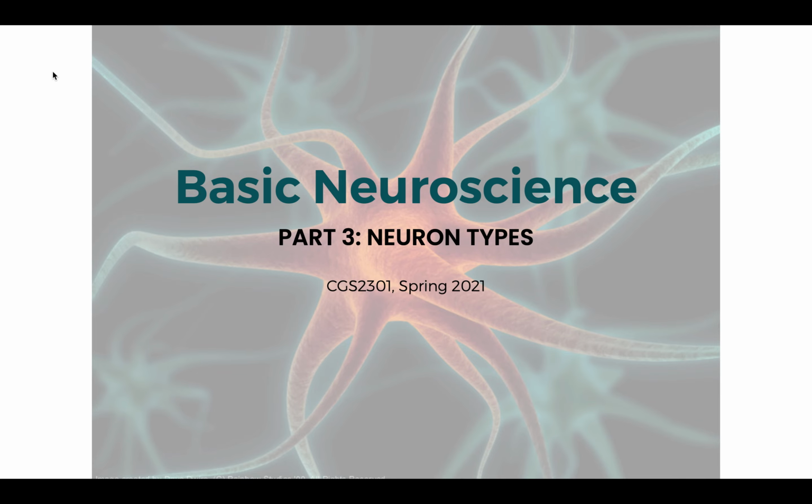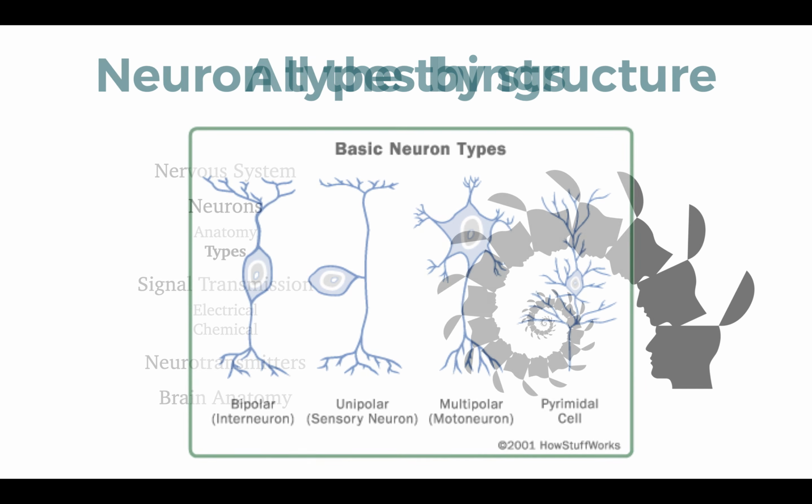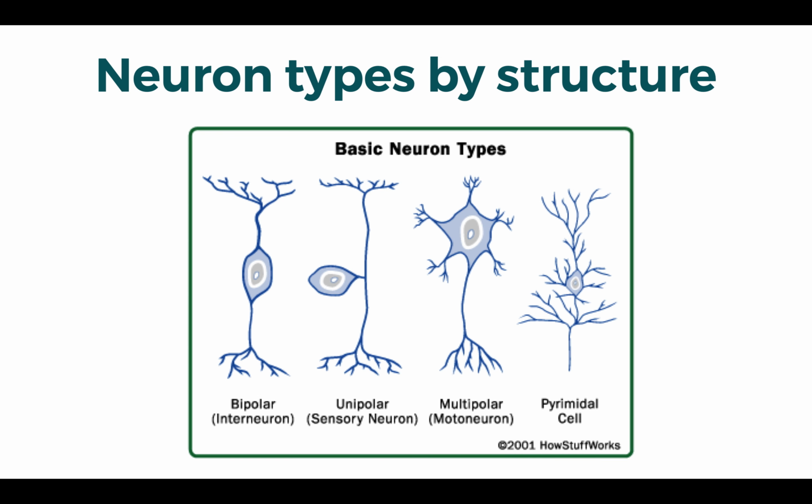We are going to talk about types of neurons today. We just got done talking about their anatomy, so this is a pretty quick and dirty little overview of the different types of neurons. Neurons can be classified by their structure. Basically the structure refers to the number of projections coming off of the cell body.